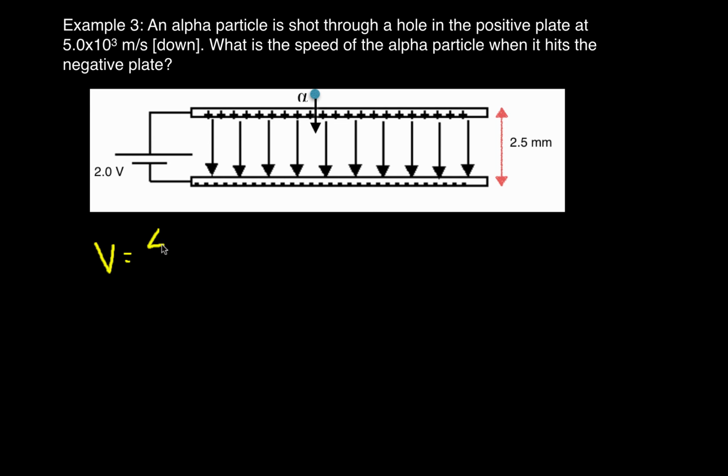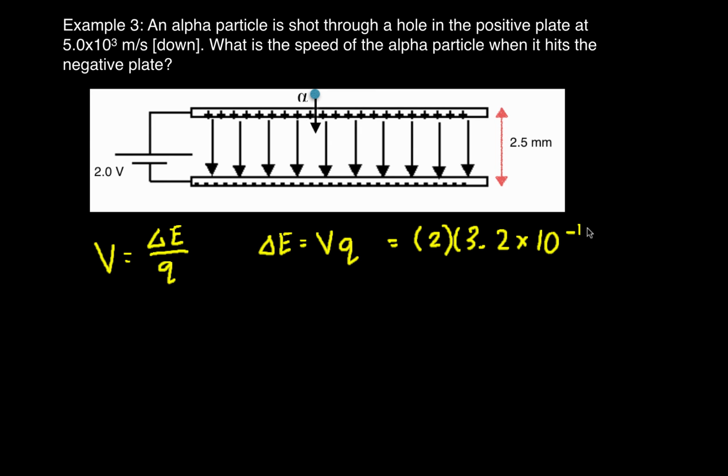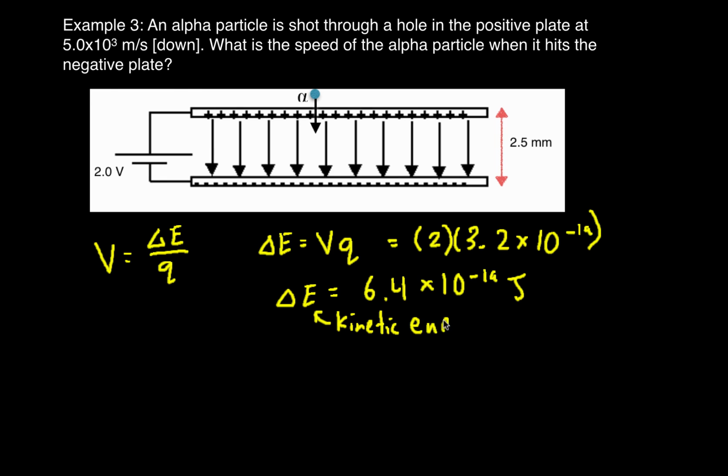Since the voltage is equal to the change in energy divided by the charge of the particle, the change in energy is equal to the voltage times charge, which is 2 volts times the charge, which is 3.2 times 10 to the negative 19 coulombs. This gives us a change in energy equal to 6.4 times 10 to the negative 19 joules. From here, we need to use this energy as kinetic energy to determine the final speed.